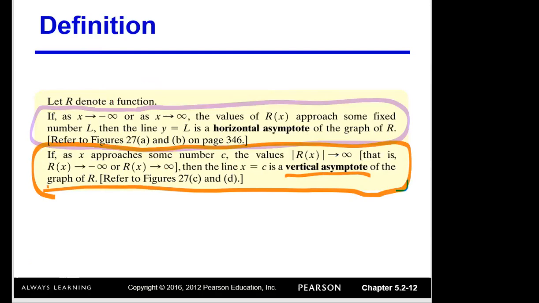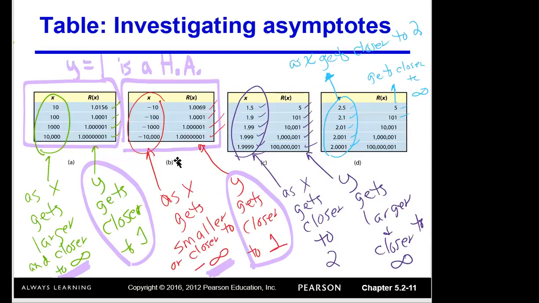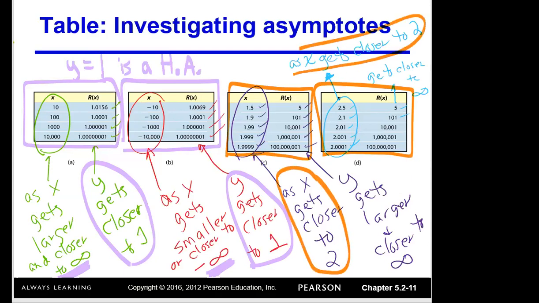As x approaches some number c, well, in this case, x was getting closer to 2. We're looking at this one here and this one here. They were both getting closer to 2. As x gets closer to 2, that's your c. c is equal to 2. Then the y gets closer and closer to infinity, or, well, in both of those cases, they were positive infinity. So you could have one going to negative infinity. They didn't give you every possible scenario, but just a couple of examples.